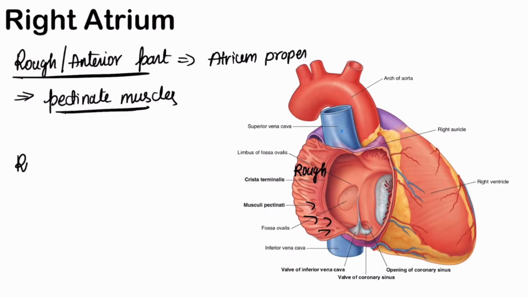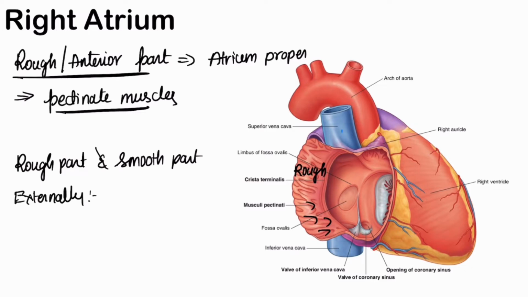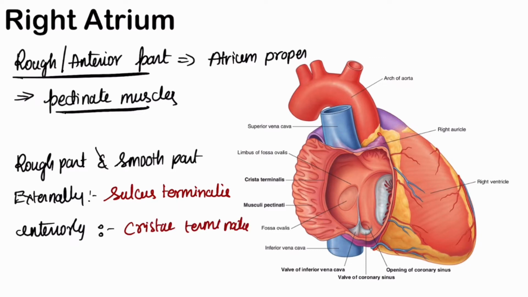The rough part and the smooth part are externally divided by the sulcus terminalis. Internally, the rough and smooth parts are divided by the crista terminalis. This is the rough part here, and this is the smooth part here. This is divided internally by the crista terminalis. This is the crista terminalis here.